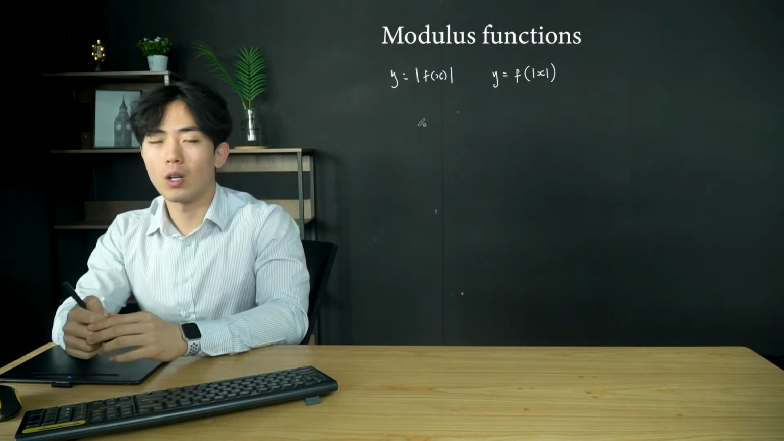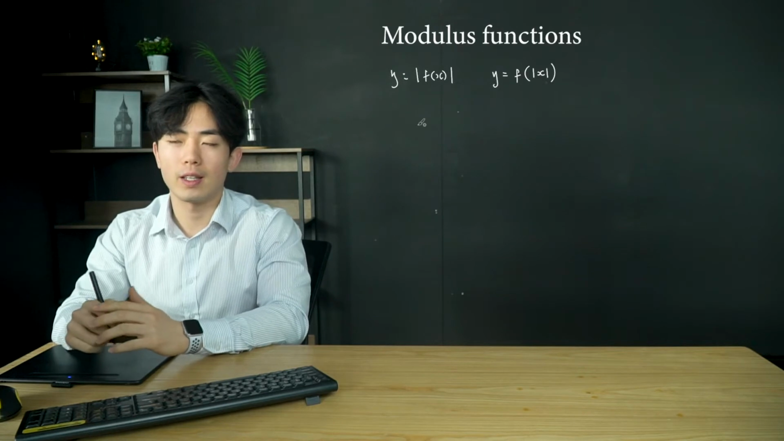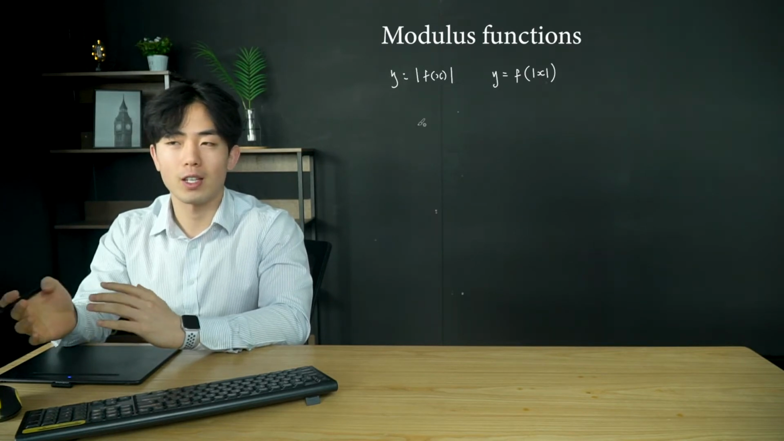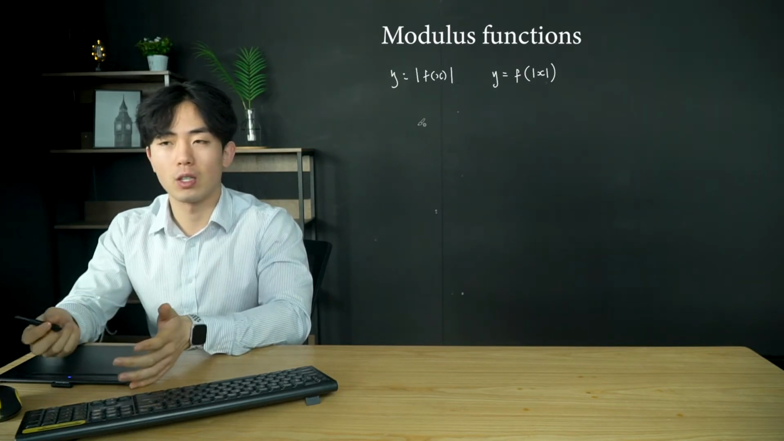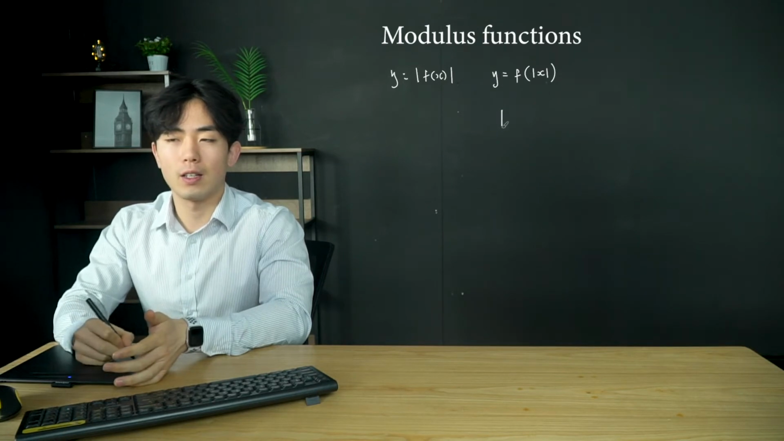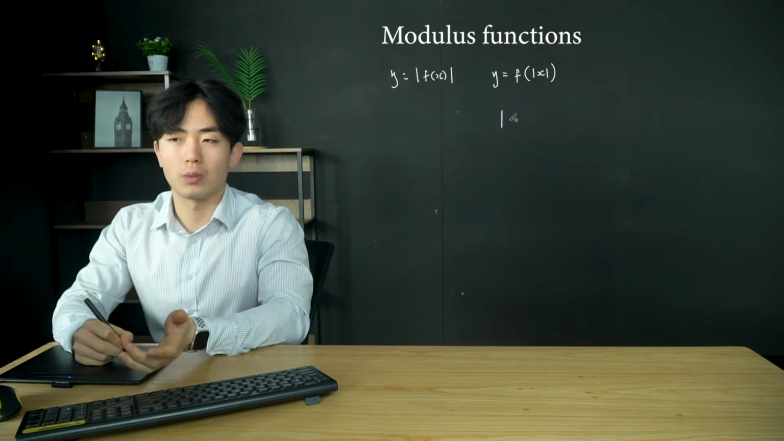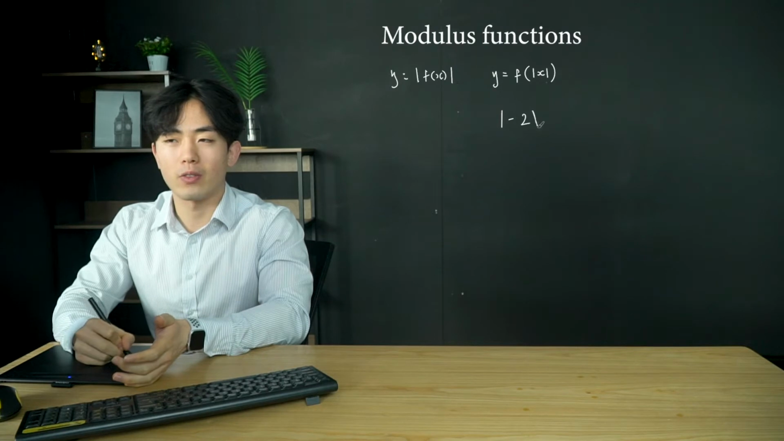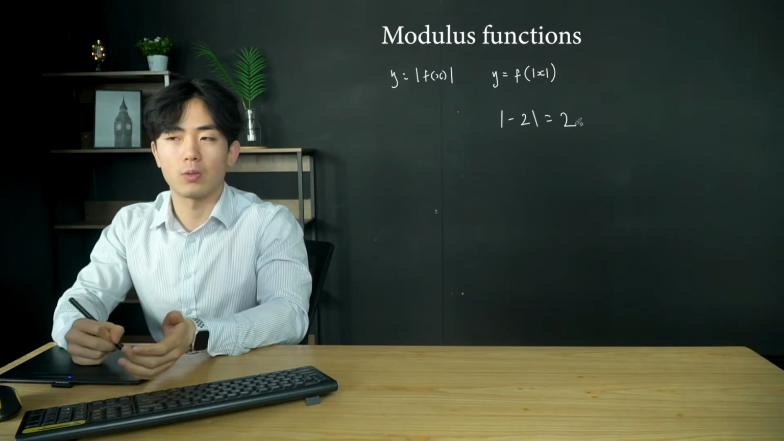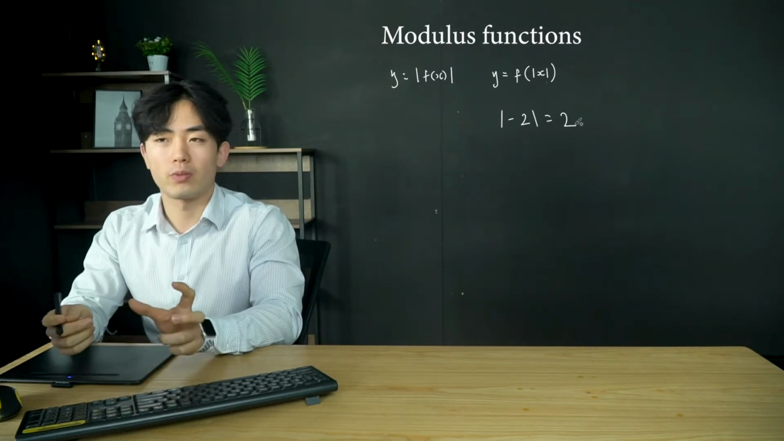So first of all, what is the modulus function? Well, it has the effect of changing a value into its magnitude. So it's like the absolute value, for example. If you have the absolute value of -2, well, this is just going to be equal to 2. This is an example of how the modulus function will work.